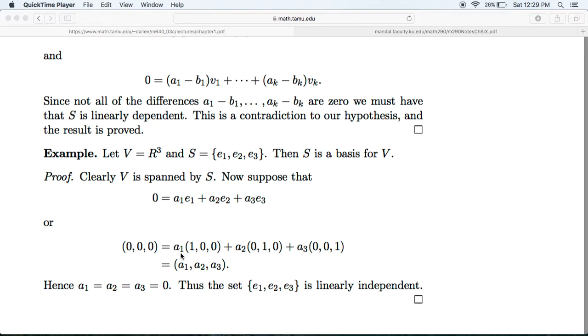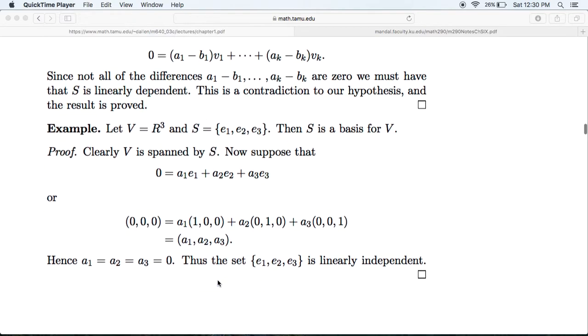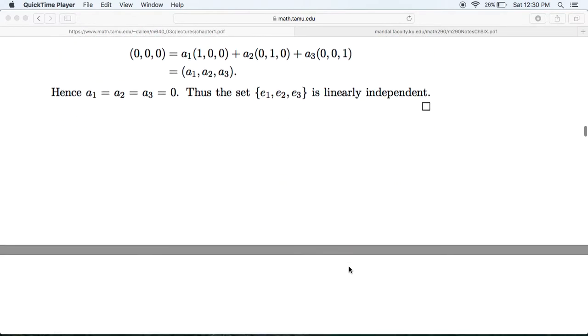And this can be written as a1 e1 plus a2 e2 plus a3 e3, where e1, e2, e3 are these column vectors. After addition, it comes out to be (a1, a2, a3). Now the only way possible for this equation to hold is that each of a1, a2 and a3 is 0. And thus we get linear independence because this turns out to be the trivial linear combination.